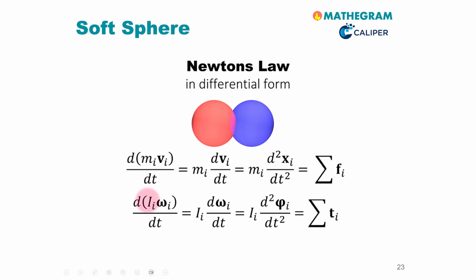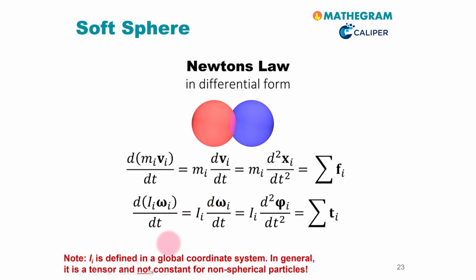Similarly for the angular momentum, here you see Newton's second law for the angular momentum. Again, we can pull out this moment of inertia. Please note that we can only pull that out for spherical particles. In general, this I here, this moment of inertia tensor, is really a tensor and non-constant in the global coordinate system. So this is more complicated, but we will go into this detail later on.